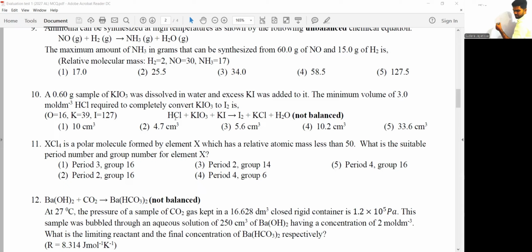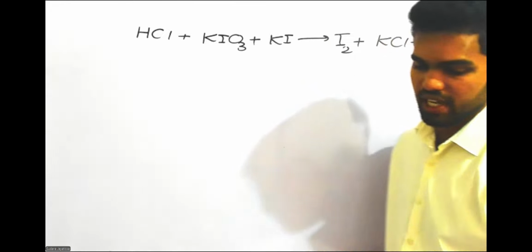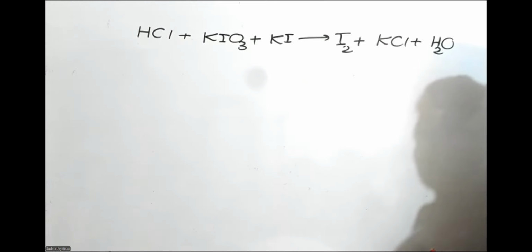HCl reacts with KIO3 and KI to form I2, KCl and water. Yeah, you need to balance this one first. Stop that, we'll talk about that after the balance. Right. So KIO3, KI, I2, KCl and water. Okay, let's see.